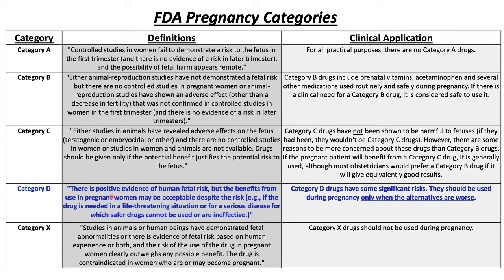Category D drugs are worth noting: there is positive evidence of human fetal risk. Benefits from use in pregnant women may be acceptable despite the risks. For example, if the drug is needed in a life-threatening situation for a serious disease for which safer drugs cannot be used or are ineffective, only when the alternatives are worse. And Category X drugs should not be used during pregnancy at all.